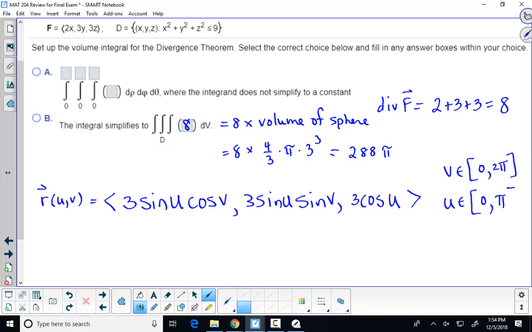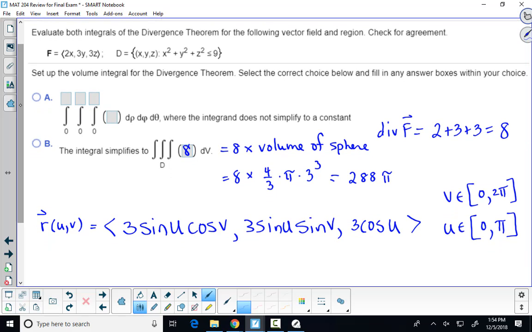u goes from 0 to pi. It's the whole thing? Yep, that's the parameterization of the entire sphere. For a minute there I was thinking, is this parameterizing the whole ball? This is parameterizing just the sphere, just the outside of it, because we're always 3 units from the origin. It's not the ball, it's just the shell, the sphere itself. So every ordered triple here is a point on the sphere, not in the sphere.